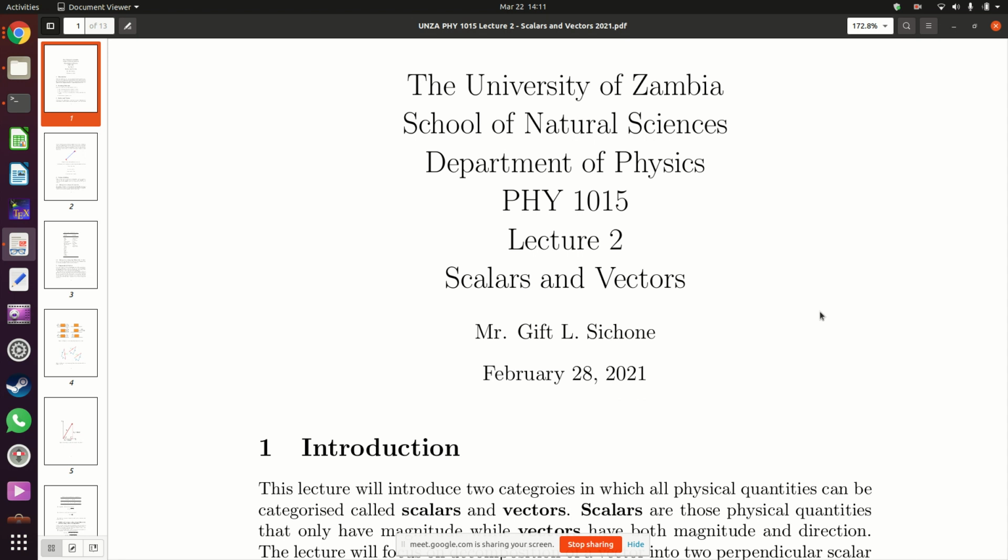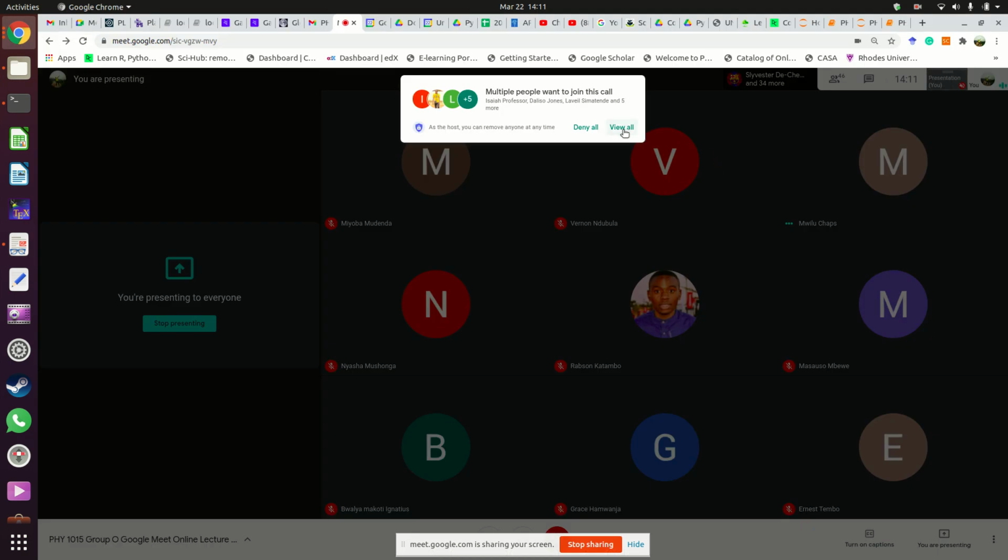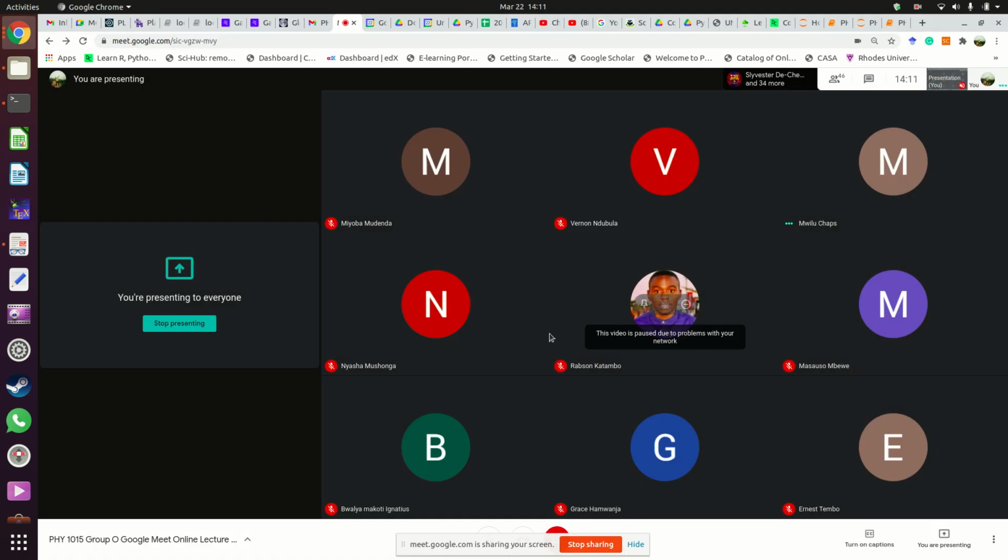Okay, so this afternoon we're going to talk about scalars and vectors. Scalars and vectors is just another way of categorizing or grouping the various physical quantities which we use in physics. With this classification of scalars and vectors, we group these physical quantities into those which only have size, and those which have size and direction.